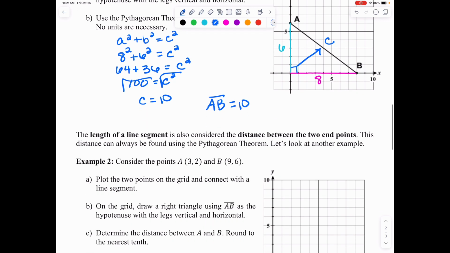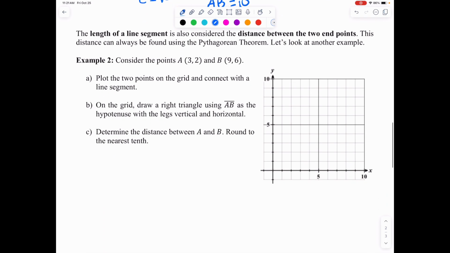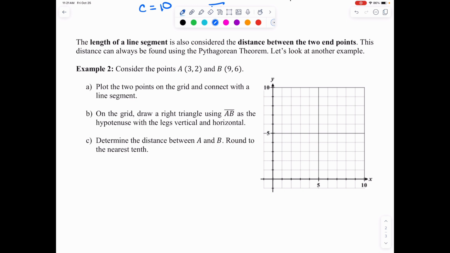Let's look at another example together. The length of a line segment is also considered the distance between the 2 endpoints. This distance can always be found using the Pythagorean theorem, so we're going to look at another example. Again, this is if we have the coordinate grid in front of us. So this time we're going to do more than we did in the problem before. We're going to consider the points A (3, 2) and B (9, 6).